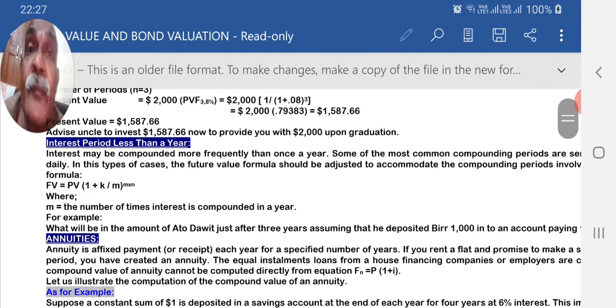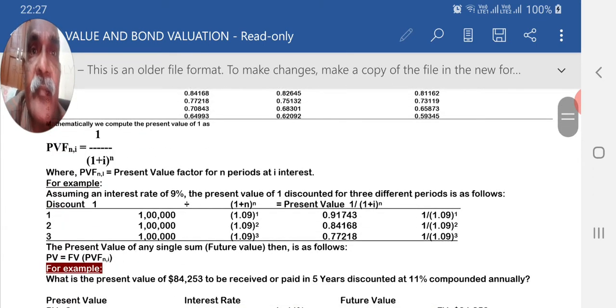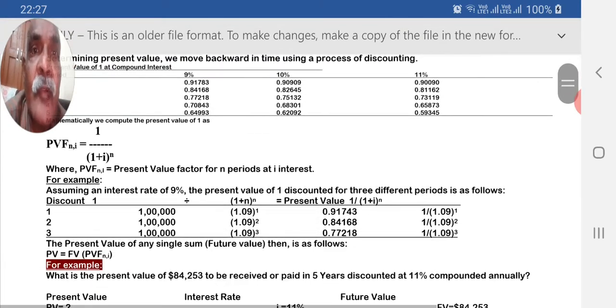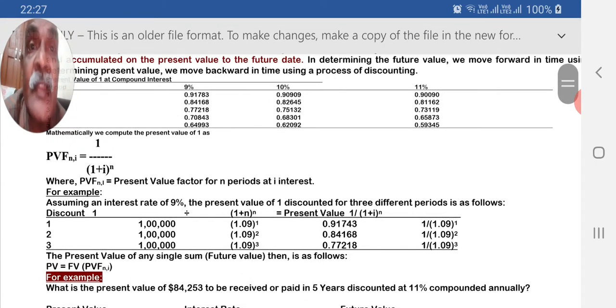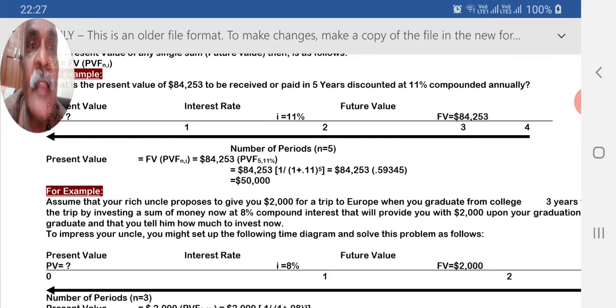Again, how do you calculate the future value? How do you calculate the present value? Present value is equal to 1 divided by (1 plus i) to the power n. Another formula: present value is equal to future value multiplied by the factor. One method is to calculate through a calculator, and the other method is to calculate through the factor table also.